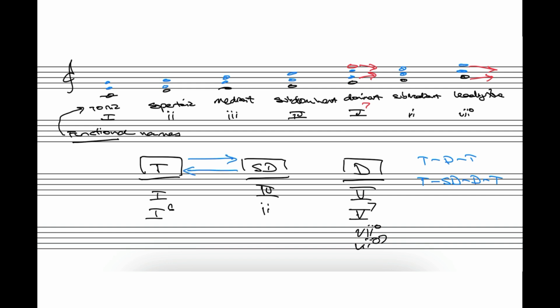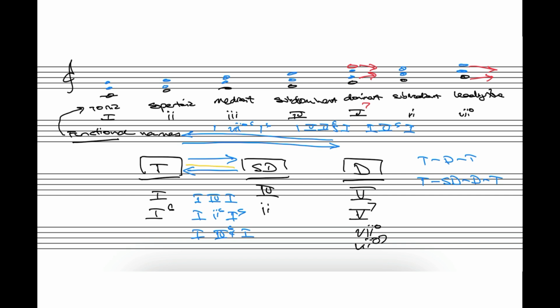Examples of this might be 1-4-1, or 1-2-6 to 1-6, or 1-4-6-4 to 1. Tonic and dominant function chords can also alternate no problem. 1-7-6 to 1-6, or how about 1-5, 5-6-5 to 1, or 1-5-6 to 1.